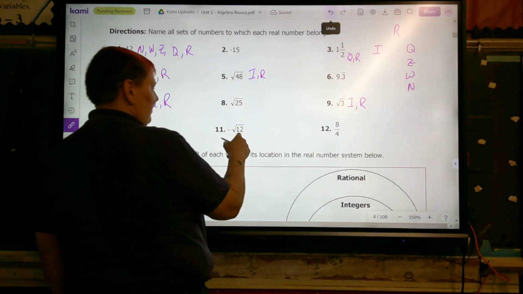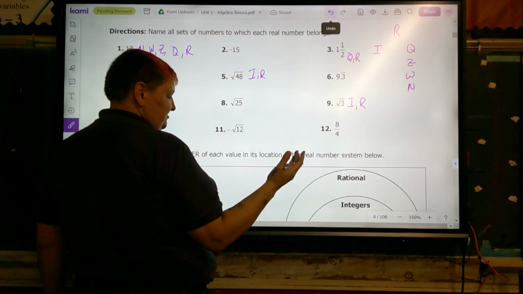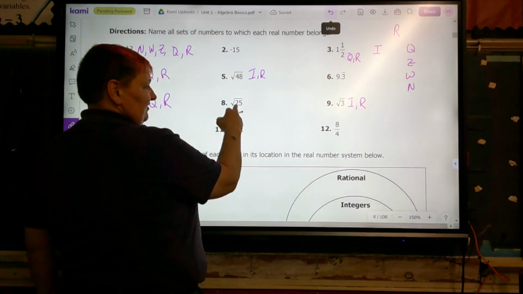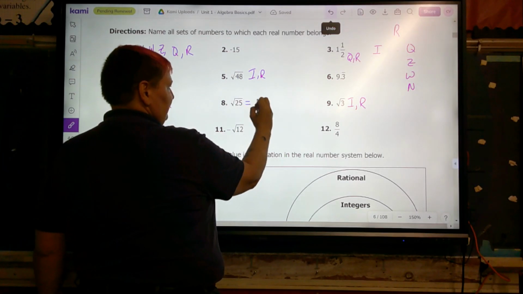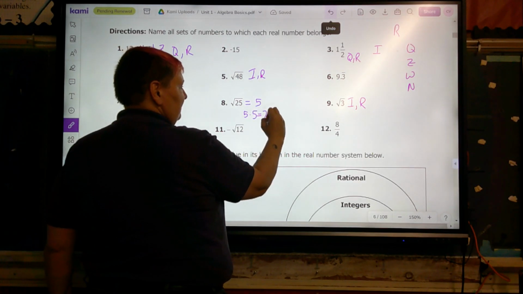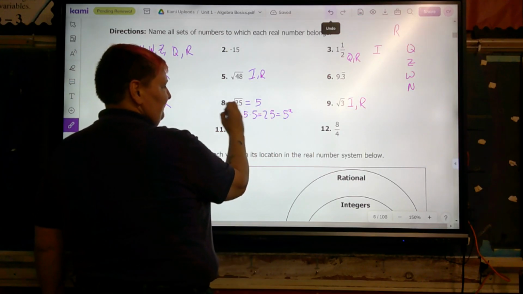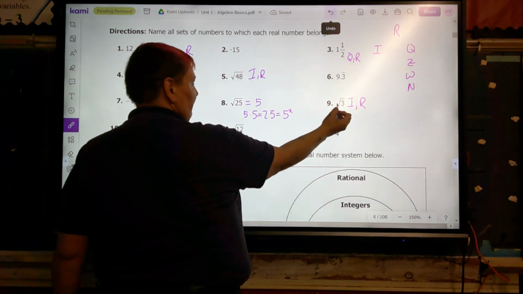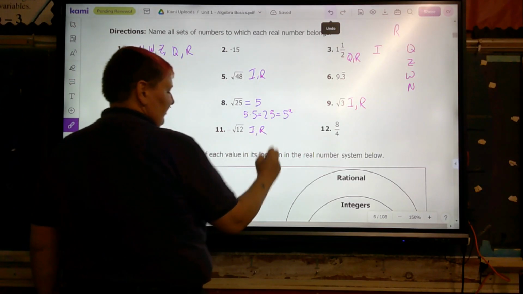Square root of negative 12. 12 isn't a perfect square. Like 3, it's not a perfect square. 25 is a perfect square. So the square root of 25 is 5, because 5 times 5 is 25. 5 squared is 25. So this would actually be 5, which would be all the things. But because these are not perfect squares, they are not all the things. Irrational and real.